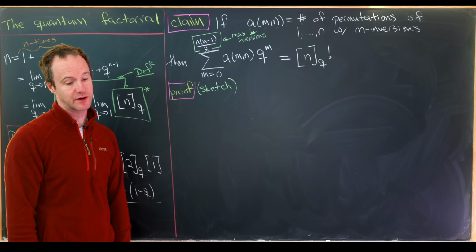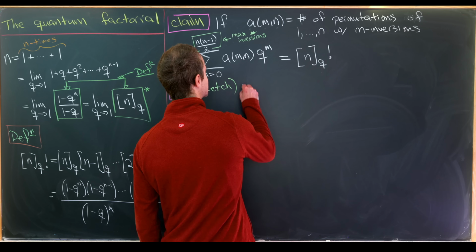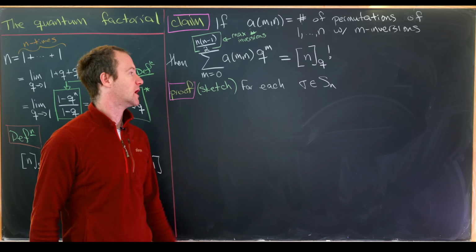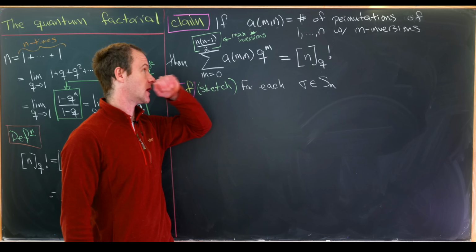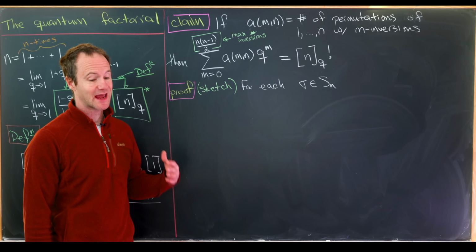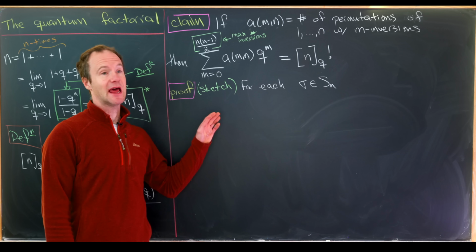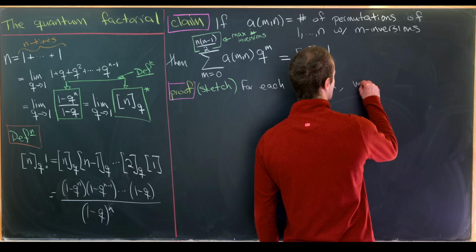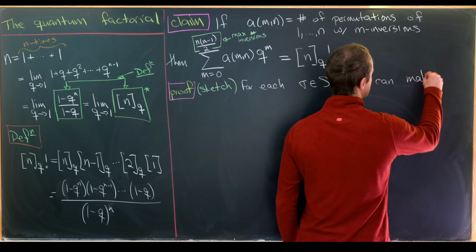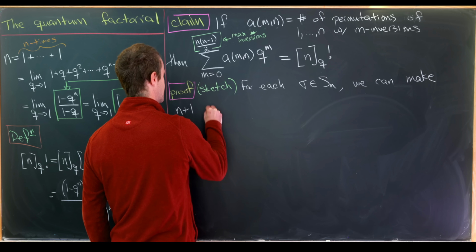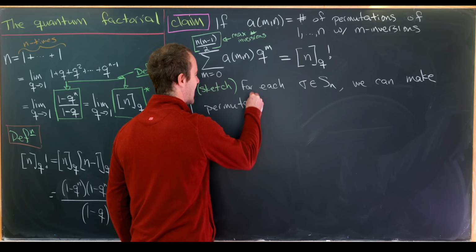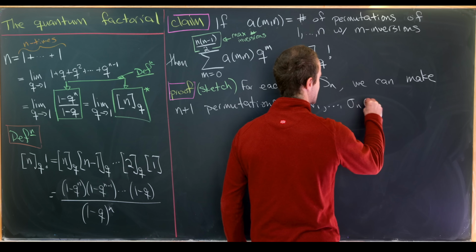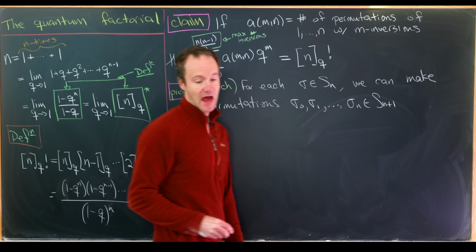And this is going to have a combinatorial feel to it. So let's notice that for each sigma in S_n, and recall that S_n is the group of permutations on 1 through n, we can make n plus 1 permutations in S_{n+1} in a natural way. So let's maybe write that out. So we can make n plus 1 permutations. So I'll enumerate them, like sigma 0, sigma 1, all the way up to sigma n in S_{n+1} as follows.